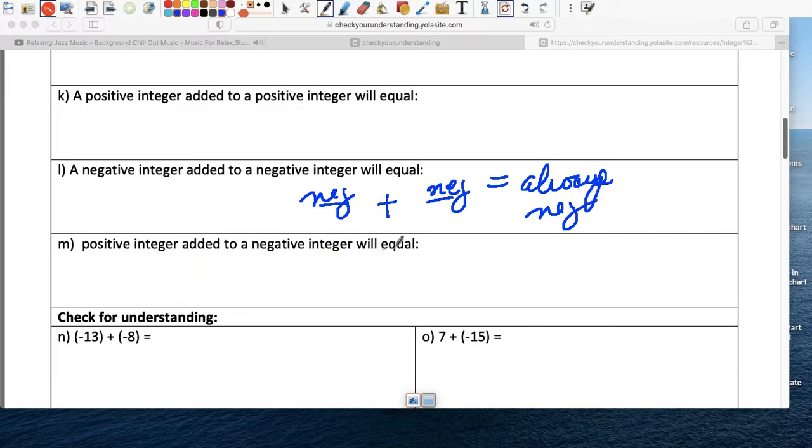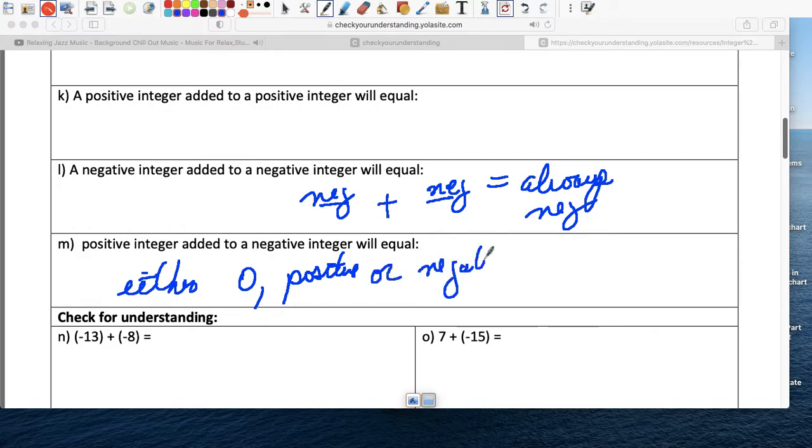The positive integer added to a negative will equal either 0, positive, or negative. So we have three possible sums. That will always depend on the absolute values of the positive and negative numbers. If their absolute values are the same, then the answer is 0. If the positive number has a greater absolute value, then it's positive. Or if the negative number has a greater absolute value, then the sum will be negative.